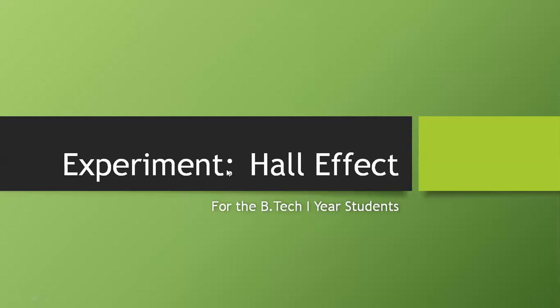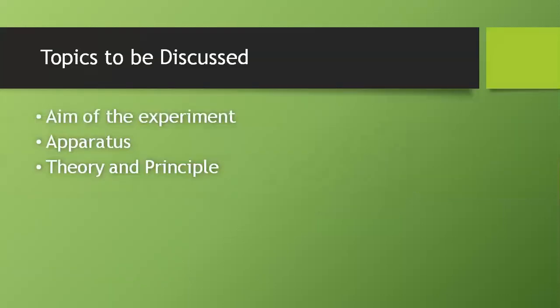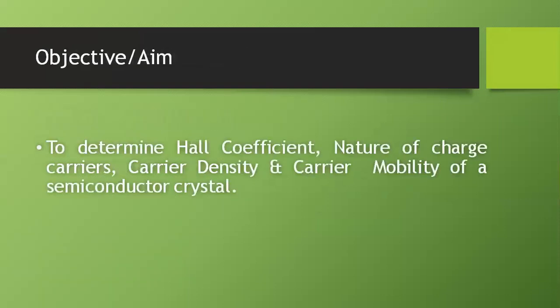In this video, we are going to learn the theory and principle of the Hall effect experiment. Here we are going to discuss the aim of the experiment, apparatus, and theory and principle. The main objective or aim of the experiment is to determine the Hall coefficient, nature of charge carriers, carrier density and carrier mobility of a semiconductor crystal.